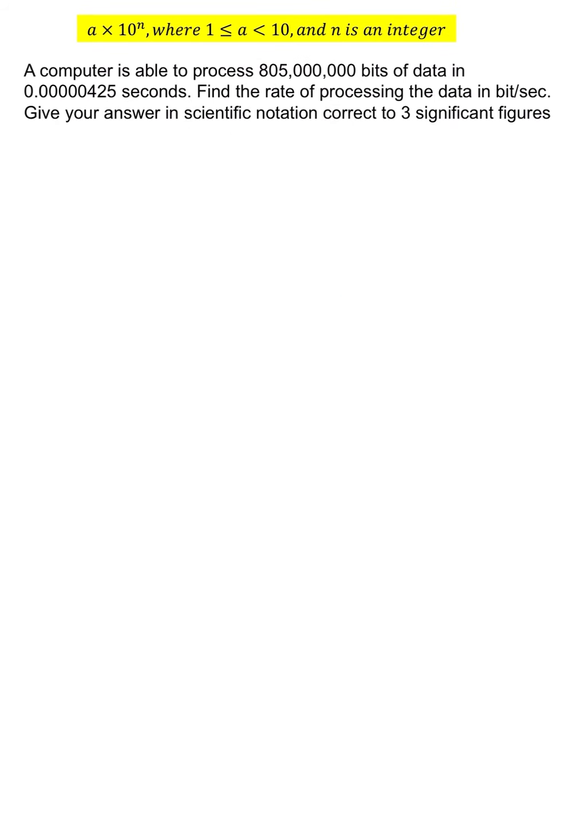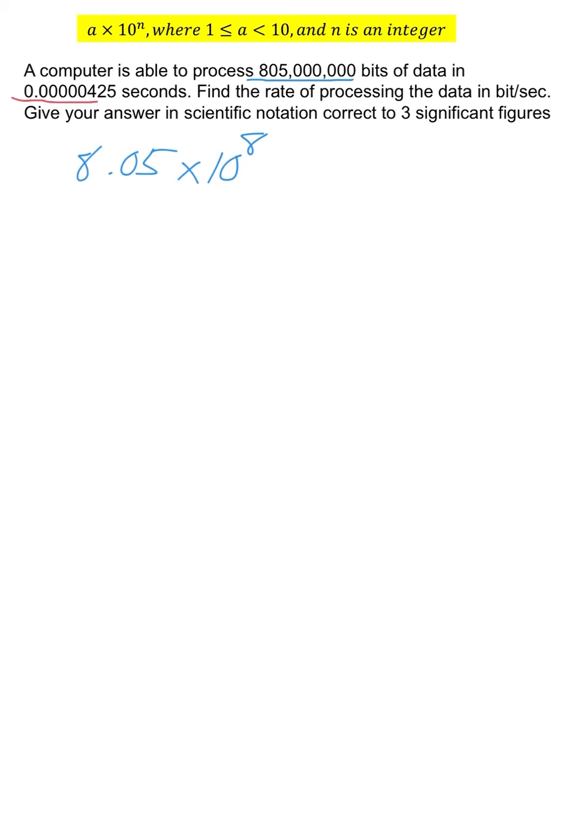Okay, next one here. So we're told the computer is able to process 805 million bits of data in 0.0000425 seconds. Find the rate of processing the data in bits per second. And we need to give our answer in scientific notation correct to 3 significant figures. Okay, so the first thing I'm going to do here, I'm going to write them both in scientific notation. So the 805 million, that would be 8.05 times 10 to the power of 8.